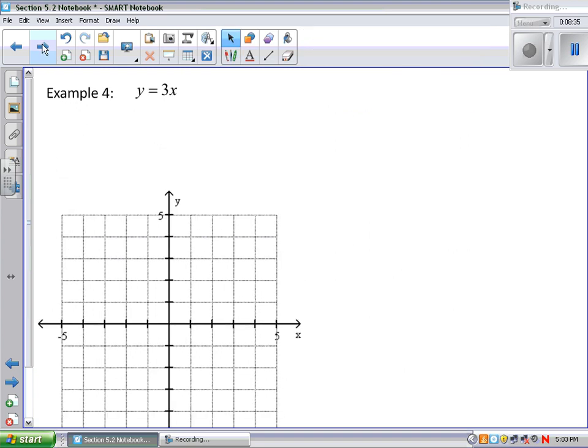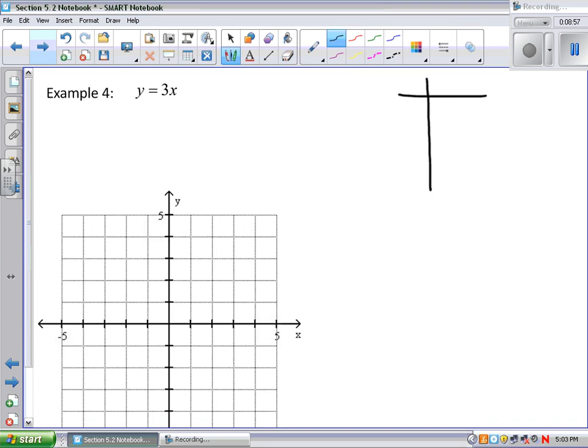Example 4 says we have y equals 3x. We have both y and x. We know this is not going to be vertical or horizontal. We know that it's going to slant this way or this way. And a little bit later on, we'll be able to determine exactly which way it goes. So that's kind of what you're looking for when you look at that equation.